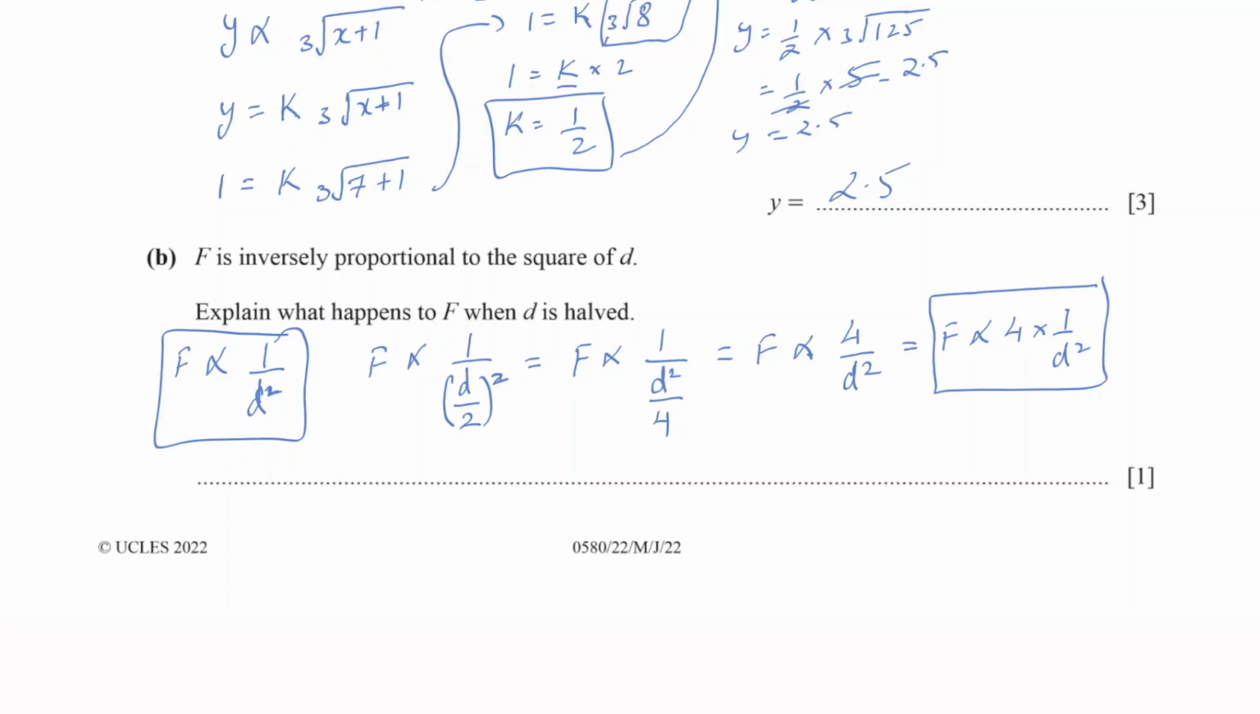Try to understand this here. Relate this one with this one. Before, f was proportional to 1 by d square. Now f is proportional to 4 into 1 by d square. Before it was 1 into 1 by d square, now it is 4 into 1 by d square. So what is happening? When I am dividing d by 2, I am getting the answer multiplied by 4, because before it was multiplied by 1 and now it is being multiplied by 4. I hope this is clear to you.